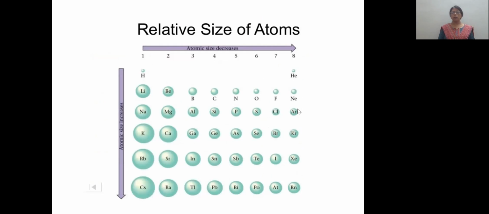Atomic radii: here you can see that down the group, the atomic radii increases from top to bottom, just like in the other groups. We have discussed why that takes place in class 11th also and in the first video of this unit.